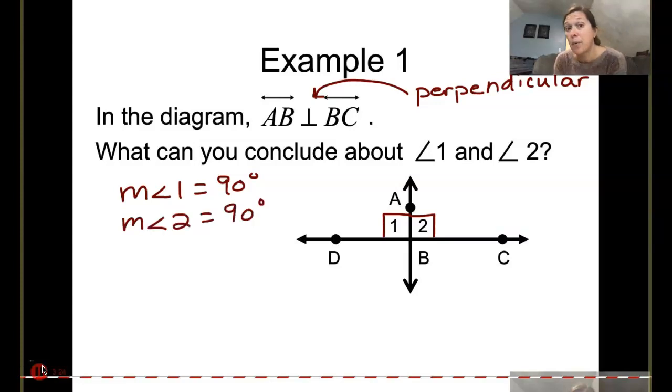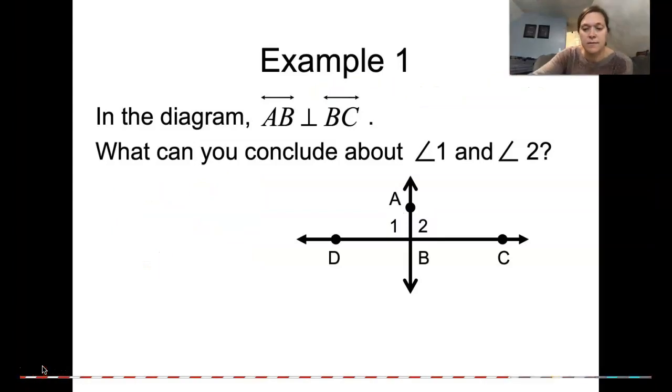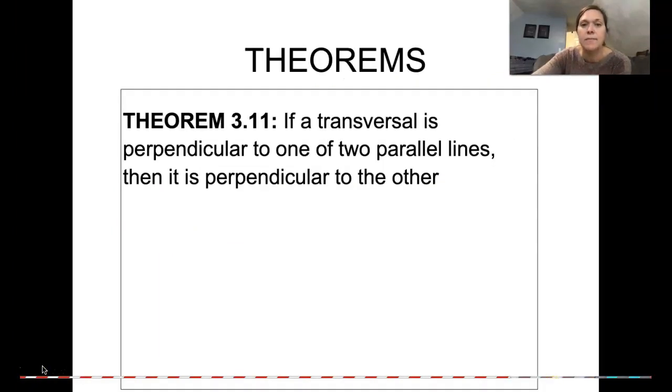And since they are both equal to the same measure, we technically could say then that angle 1 and angle 2 are congruent. Because remember, our definition of congruent is that they have equal measures, right? So if they both are 90 degrees, then they have to be congruent to each other. All right, don't make it any more complicated than that.